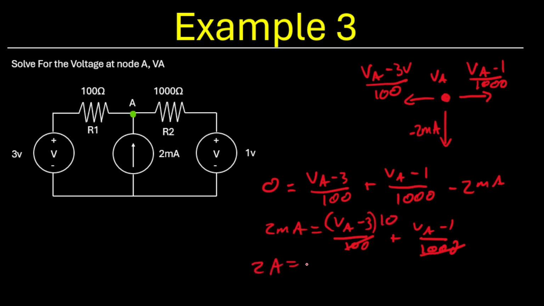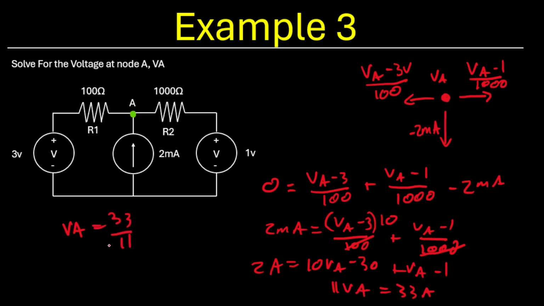So we get 2 amps equals 10 VA minus 30 plus VA minus 1. So we get 11 VA, add 31 to both sides, equals 33 amps. Divide both sides by 11, you get VA of 3 volts.